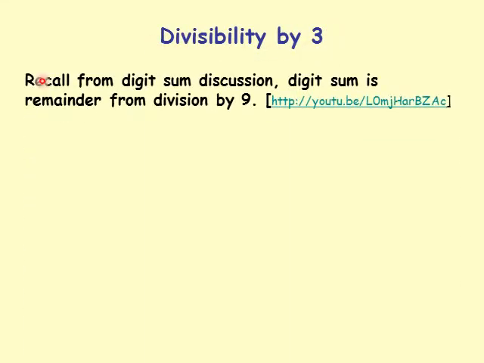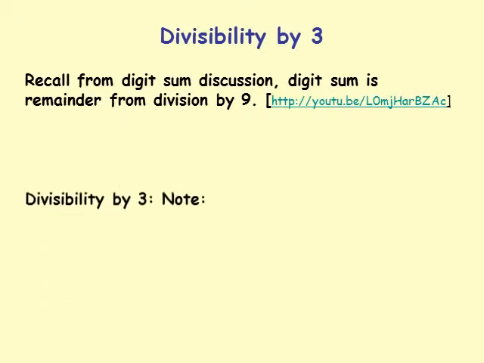Okay, let's continue here. We will check whether a number is divisible by 3. For that, let's see what to do. Recall from the digit sum discussion, a digit sum is the remainder of a number when divided by 9. We can compute the digit sum easily, and that digit sum is in fact equal to the remainder of a number when it is divided by 9, with one exception. When the remainder is 0, the digit sum is 9.